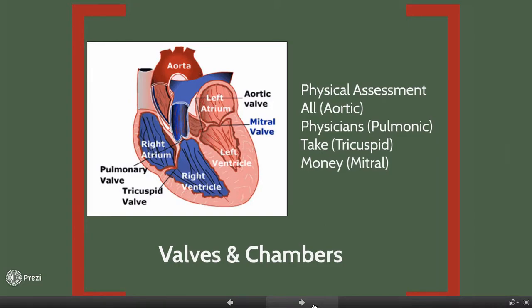When assessing the heart, a simple mnemonic reminds you what area of the heart you're listening to. It is over that area you can tell whether or not that valve is functioning correctly, such as hearing a murmur. The mnemonic that I like to use is, all physicians take money. All means you're over the aortic. Physicians means you're over the pulmonic. Take is the tricuspid, and money equals the mitral.